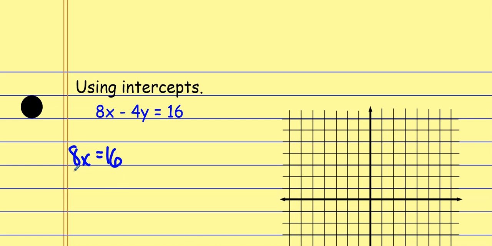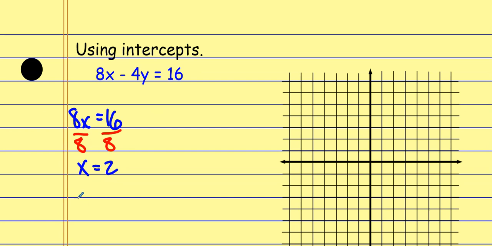And now I divide each side by the 8. And yeah, most of you could probably solve that one in your heads. Pretty tough. So I get x equals 2. Write it as an ordered pair. That was the ordered pair 2, 0.